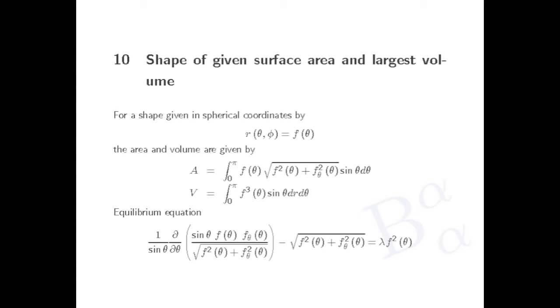But now it's not the minimal surface area, it's the largest area. It's the largest volume given the surface area. And the surface area is given by this integral, which I didn't remember and figured out in 1 second as I was preparing the slide. And what's the volume? I think it's this form. And then you derive the differential equation by Lagrange's method.